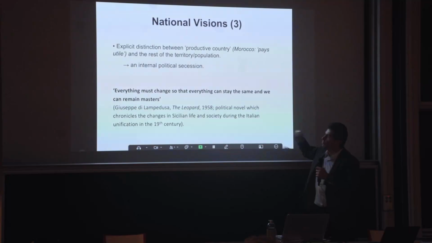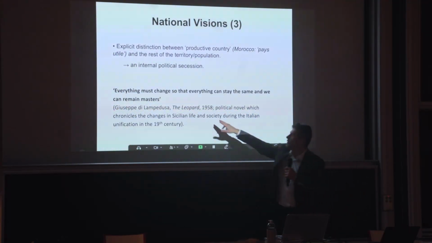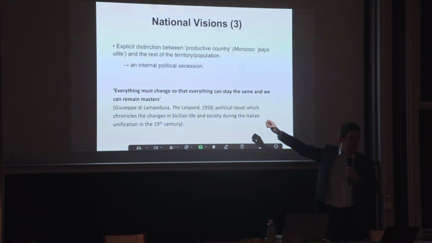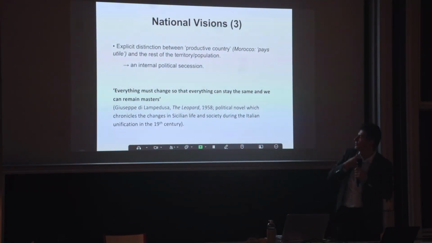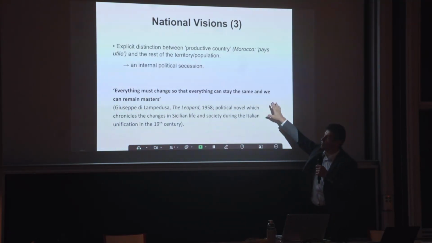And I would like to quote a novelist. You know The Leopard, the novel written in 1958 by Giuseppe di Lampedusa, which is a political novel which chronicles the changes in Sicilian life and society during the unification of Italy in the 19th century. It's about how a political leader wants to remain in power, but has to implement reforms in order to stay in power and to show the population that we are changing and evolving, so it's absolutely not static. And so there is a famous quote: everything must change so that everything can stay the same and we can remain masters. And that's, in many ways, what happens at the moment with these visions.